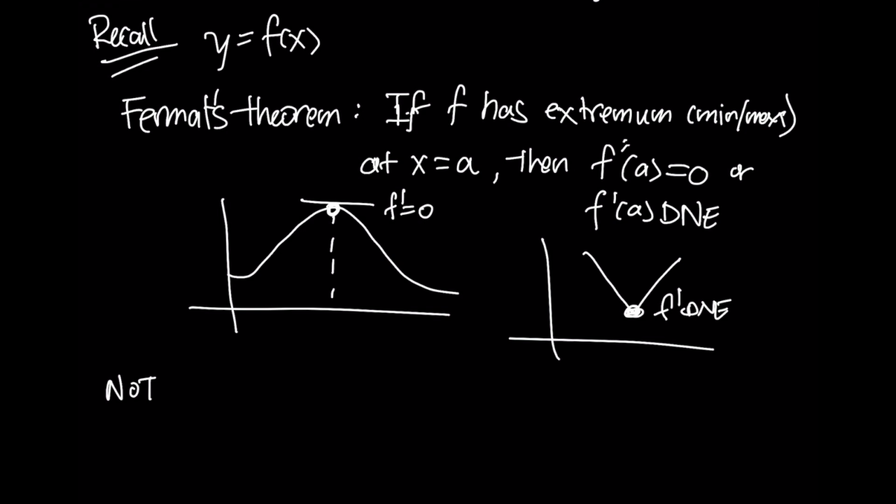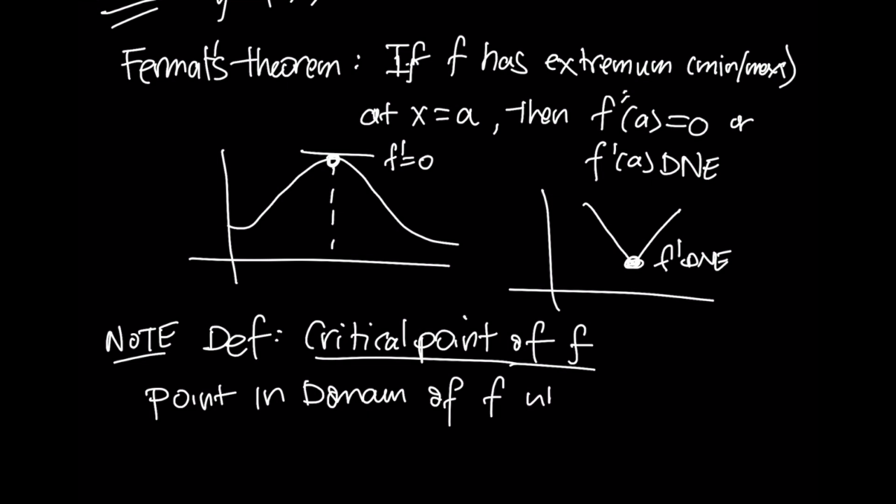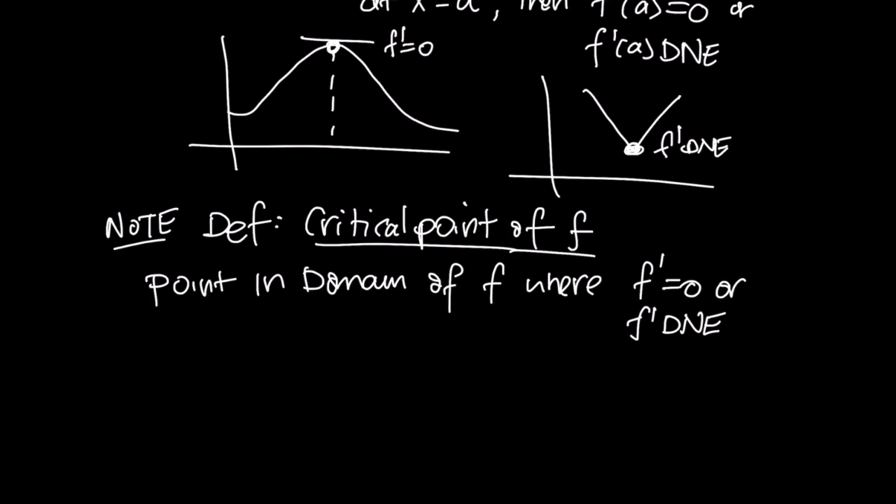Now note, there's a special definition here, something called a critical point. The critical point of a function is a point in your domain of the function f where f prime equals 0 or f prime doesn't exist. Essentially, we're trying to use Fermat's theorem in reverse. I'm going to start hunting for all of those places where I have zero derivatives and non-existent derivatives to see if they could potentially be an extremum.